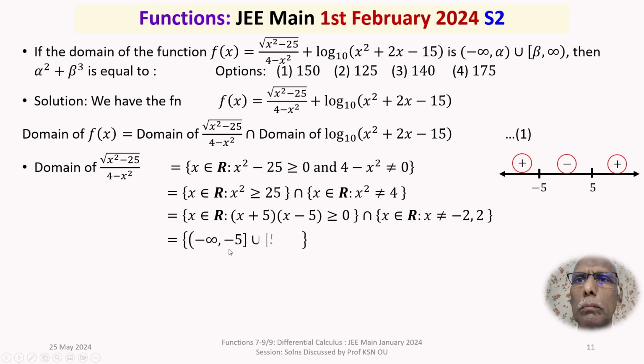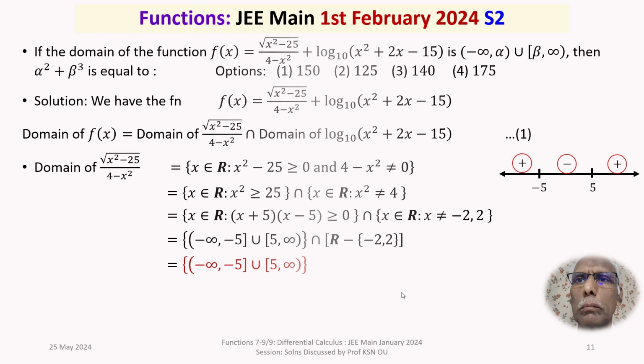So that is equal to this one, and this is intersection R minus the two elements minus 2 and 2. So other than these two elements, all real numbers. If you take the intersection, you will see minus 2 and 2 are not there in the first interval, and minus 2 and plus 2 are not there in 5 to infinity also. If you take the intersection, you will get these things only. So that is minus infinity to minus 5, union 5 to infinity. Agreed.